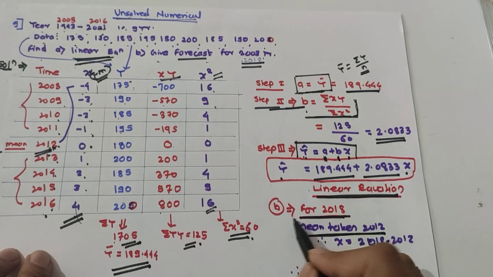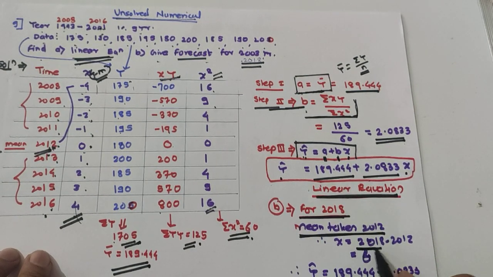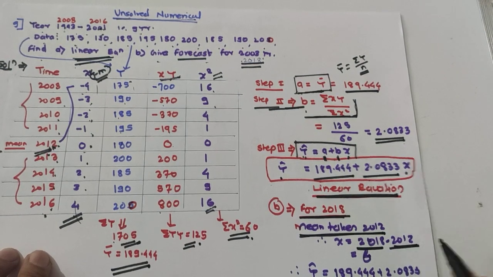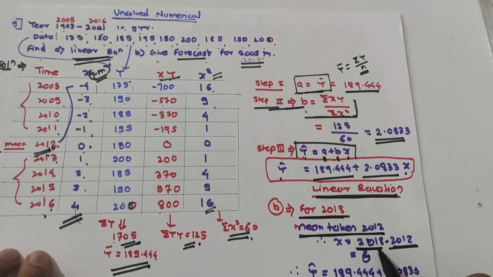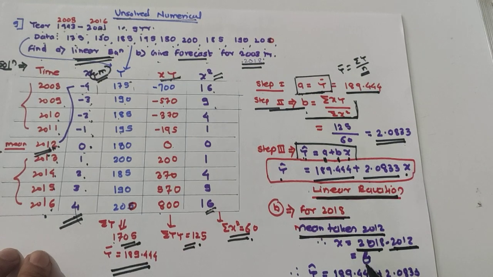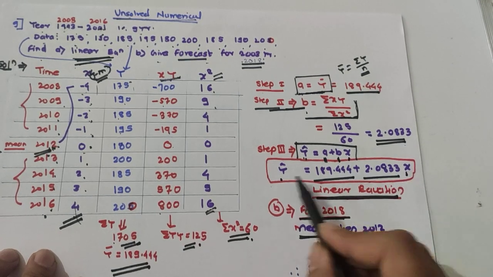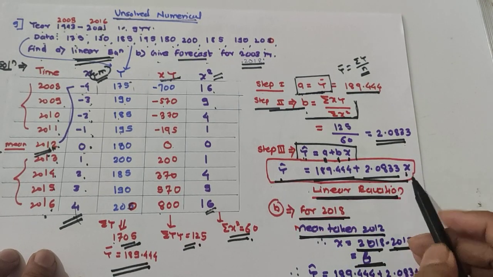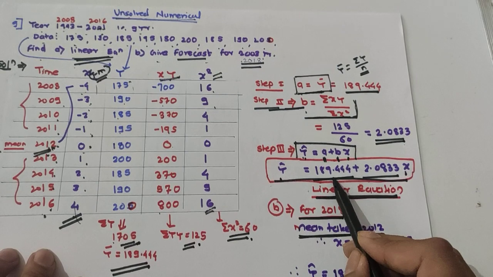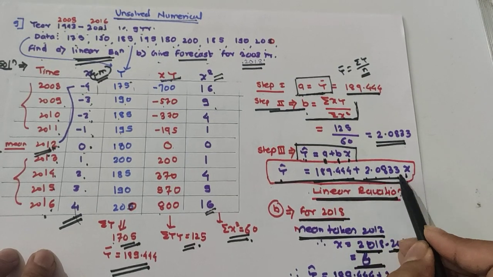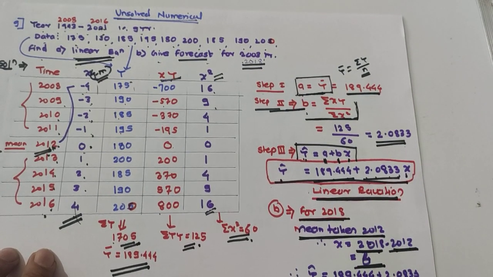How? Subtract the mean from 2018, that is the given year. So 2018 minus the mean 2012, you will get 6. So you come to know x is 6. Now just put the value of x in this linear equation you have calculated. So y cap is equal to 189.444 plus 2.08333 into x, which is 6, into 6.